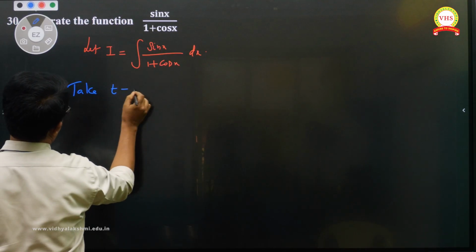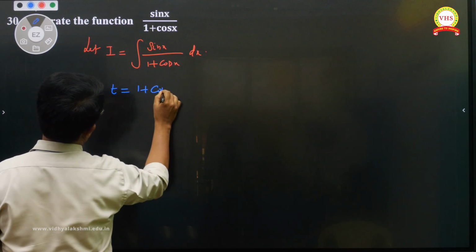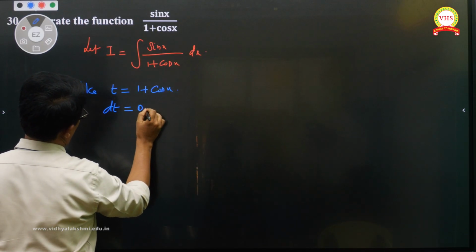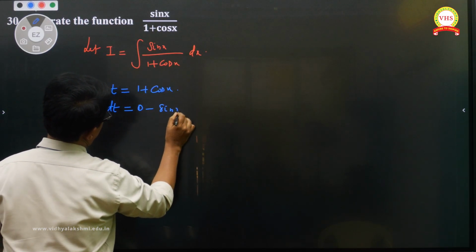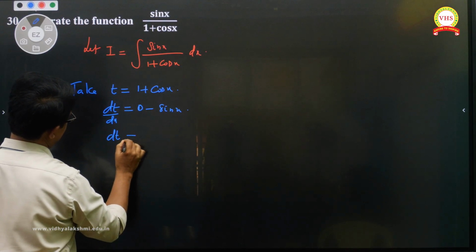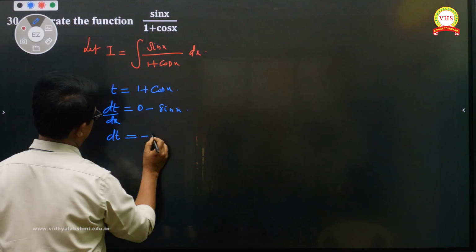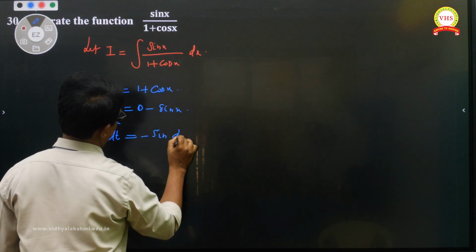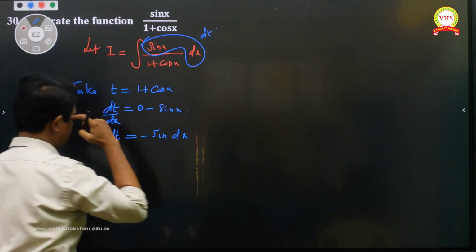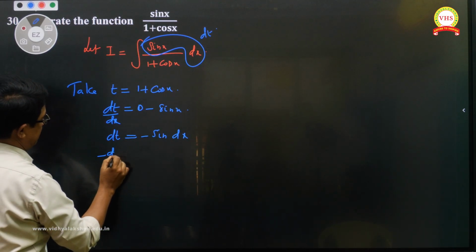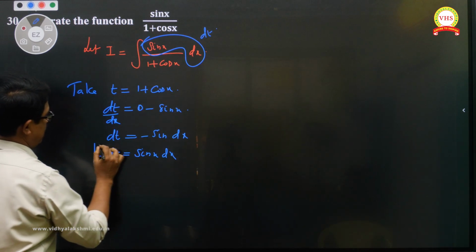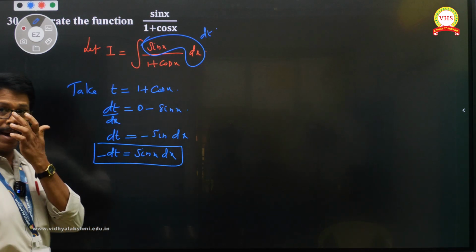T equal to the denominator, 1 plus cos x. Then what is dt equal to? 0 minus sin x, because the derivative of cos x is minus sin x, so dt equal to minus sin x into dx. But the existing integration has only sin x into dx. That means taking the minus to the left side, we get sin x dx as minus dt.